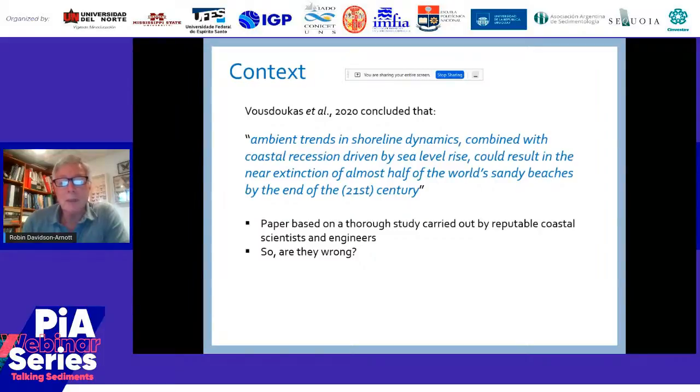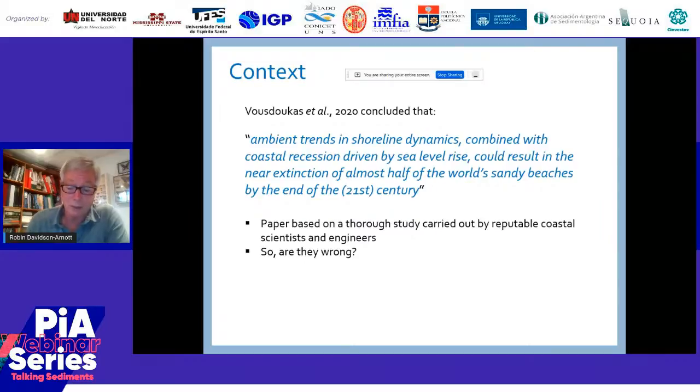Concluded that ambient trends in shoreline dynamics combined with coastal recession driven by sea level rise could result in the near extinction of almost half of the world's sandy beaches by the end of the century. So this is pretty nasty stuff, and it certainly had me wonder whether this is likely to be true or not. The paper is based on a very big study in the European Union, and it was carried out by well-known coastal scientists and engineers.